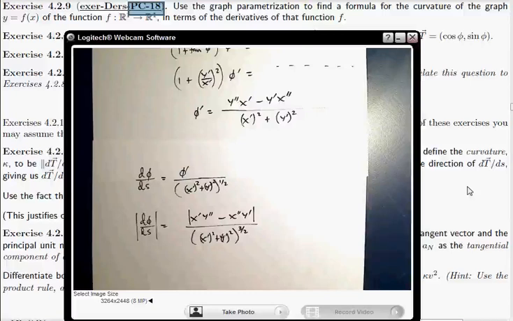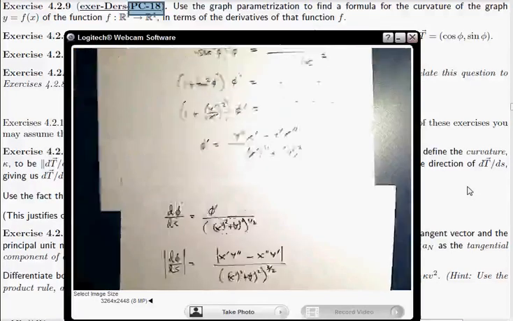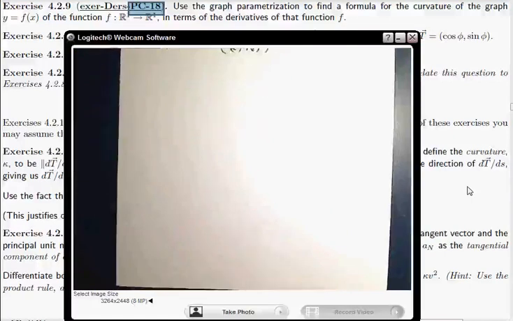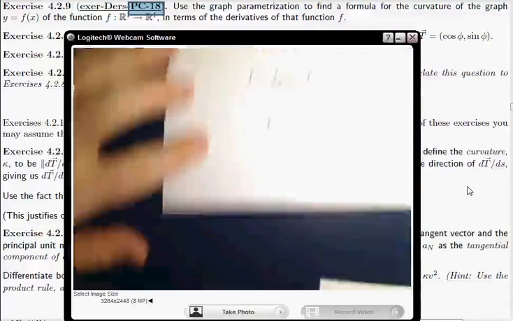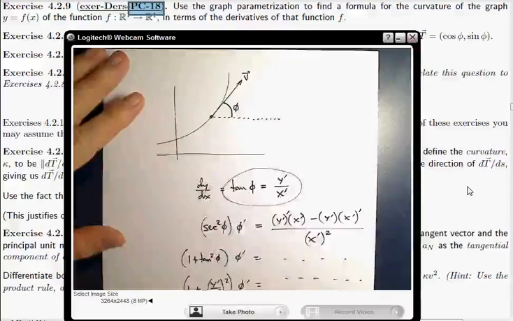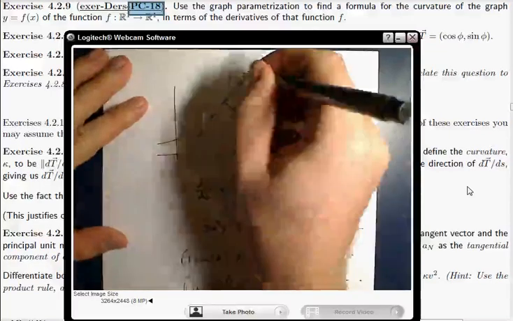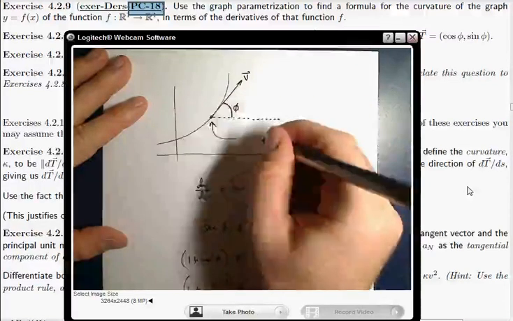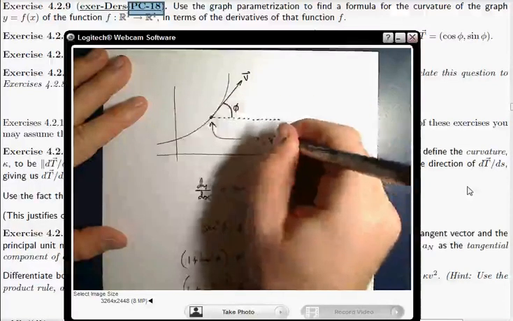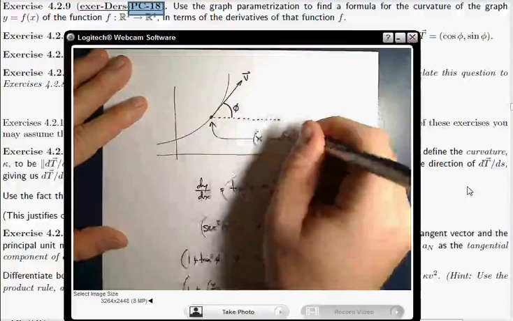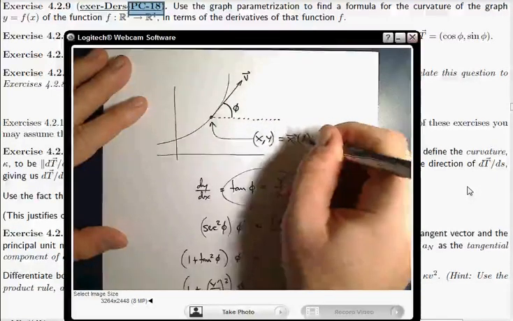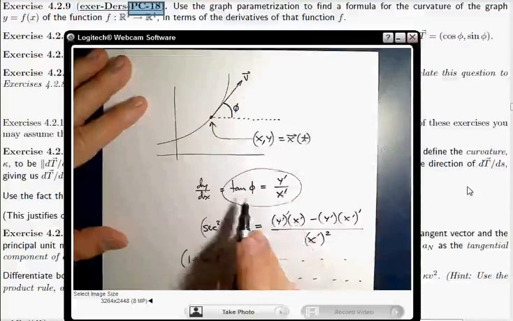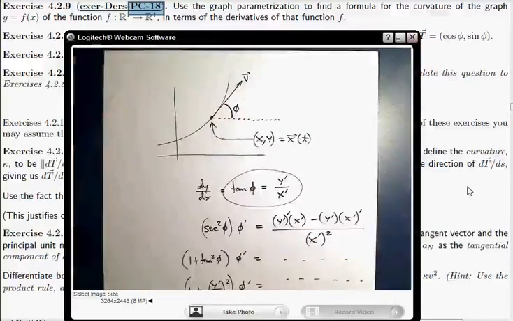Okay, so for PC18, that's this next problem. It asks about the graph parameterization to find a formula for the curvature of a graph. Now, critically notice that what we have here, we were not given this curve as being the graph of anything. What we were given was that position was a function of time, and that's where we could take derivatives with respect to time on all of these things. So we were given a parametric curve, right?